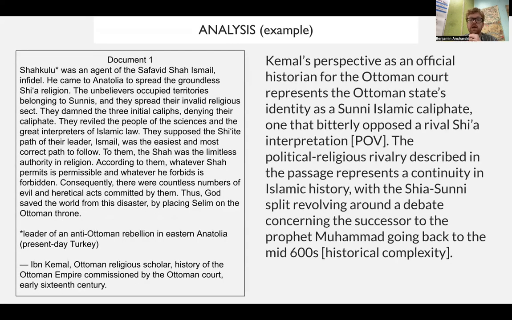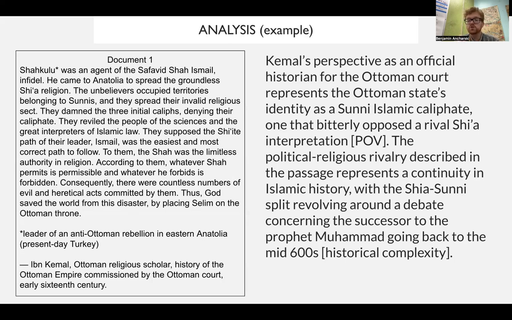This right here is an example of how I talked about author's perspective. Kamal's perspective as an official historian for the Ottoman court represents the Ottoman state's identity as a Sunni Islamic caliphate, one that bitterly opposed a rival Shia interpretation. I'm talking about his position in government. He's a Sunni Muslim, more than likely.